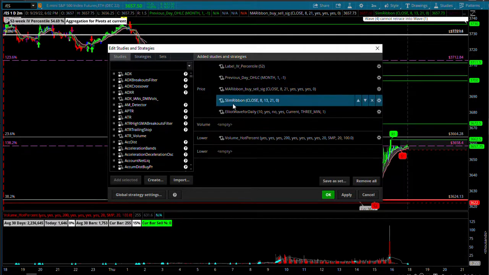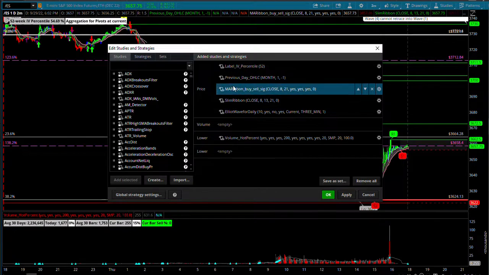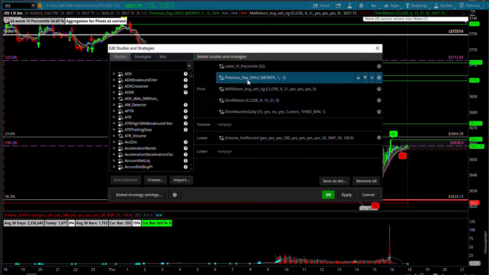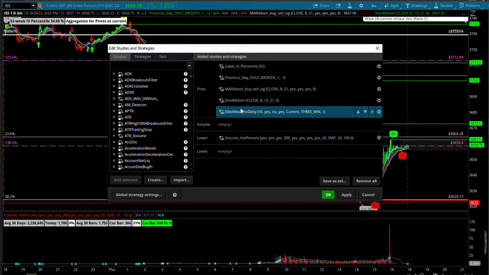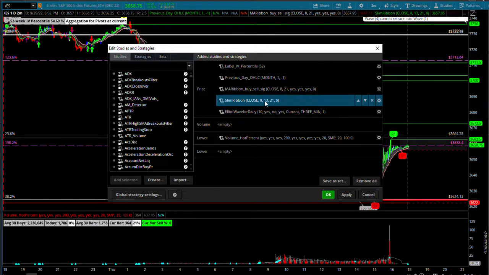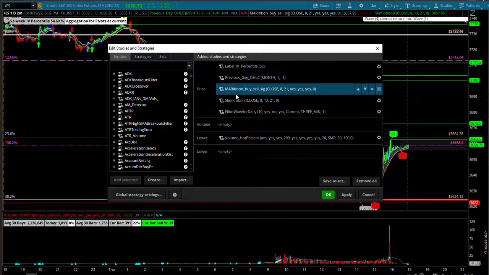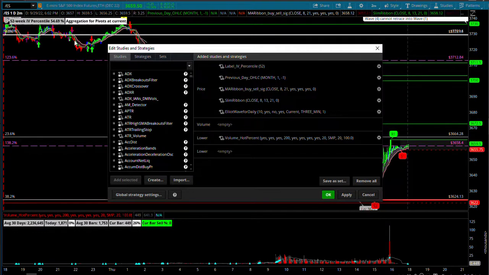This one here is not going to show up because the previous month is well above us, so that's not going to show up on my chart. The slim ribbon, I have that on here too. So I have both of these studies overlapping each other. You see how I'm using the 8, 13, 21. I have both of these overlapping so that I can have different colors on my ribbon.